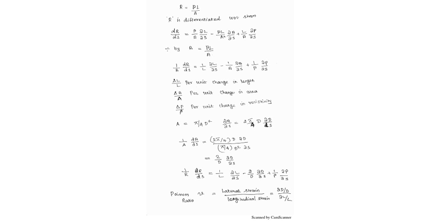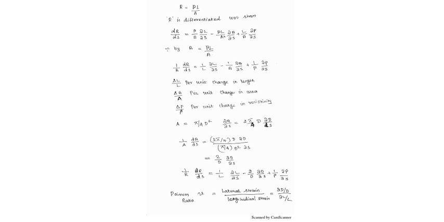So if there is a change in stress, then this expression R, which is equal to rho L by A, will get differentiated. So my equation is dR by dS, which is equal to rho by A into ∂L by ∂S, minus rho L by A square into ∂A by ∂S, plus L by A into ∂rho by ∂S. How can you arrive at this expression?